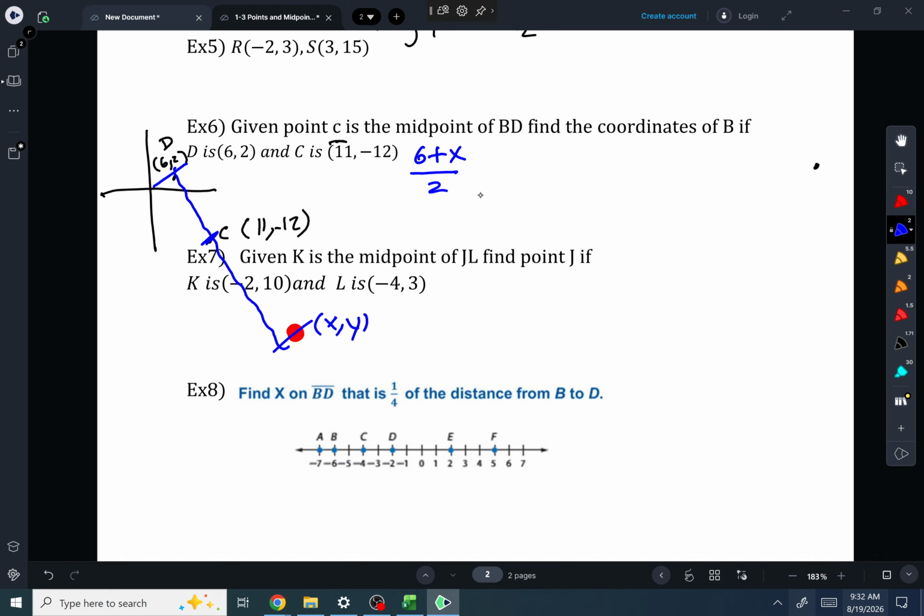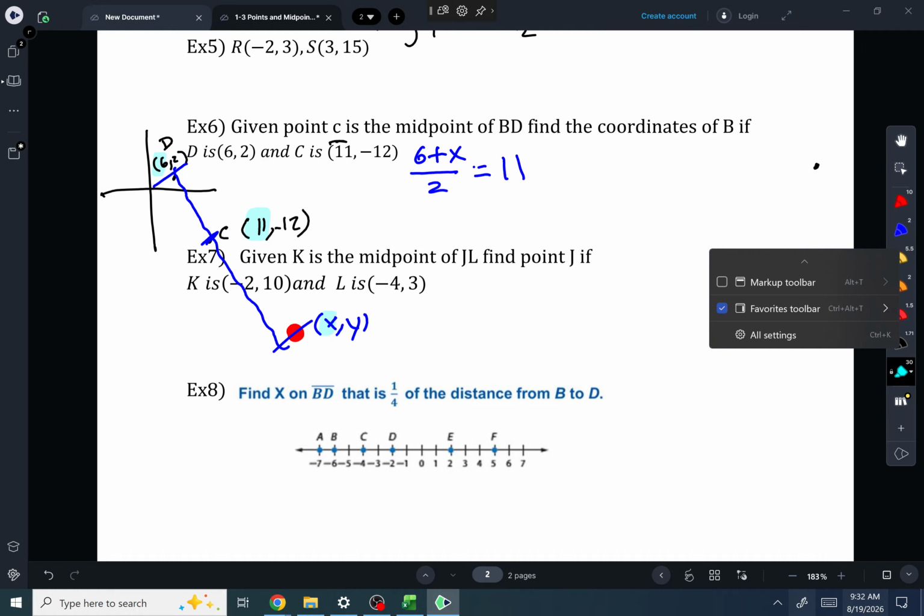Y divided by 2? Okay, we're taking the average. The average of 6 and whatever x is, divided by 2, should make 11. What am I doing here? Watch. This plus this divided by 2 should make this. You get the logic? I'm not making a formula out of this. I'm just looking at it and using common sense, yeah?